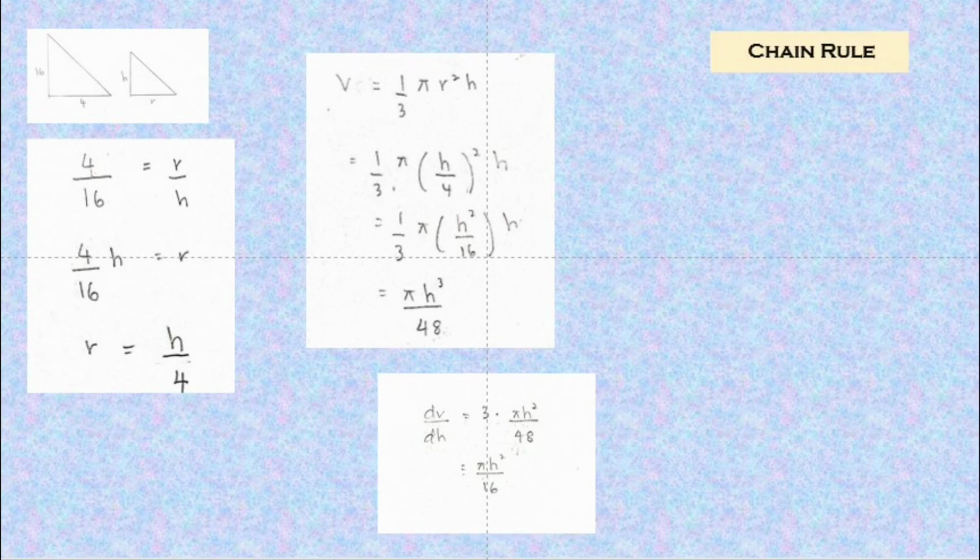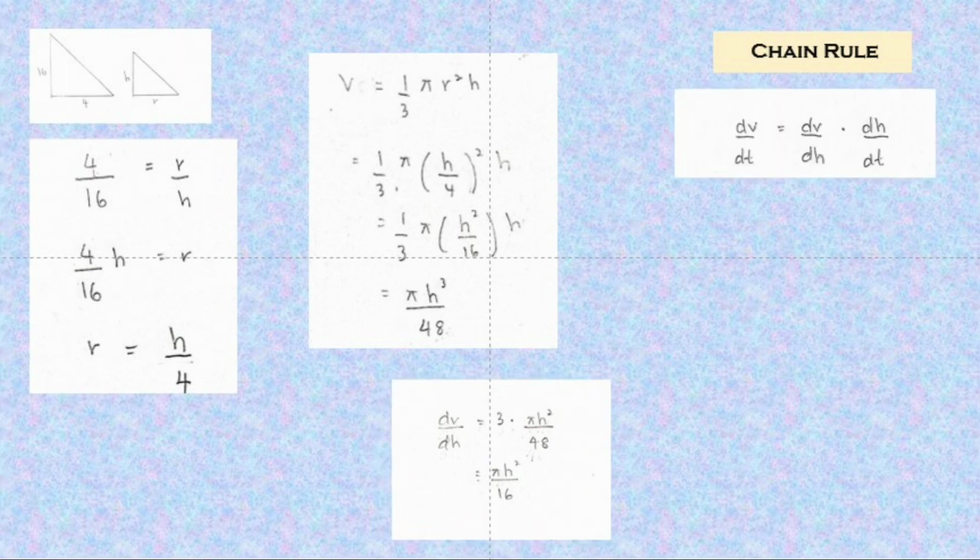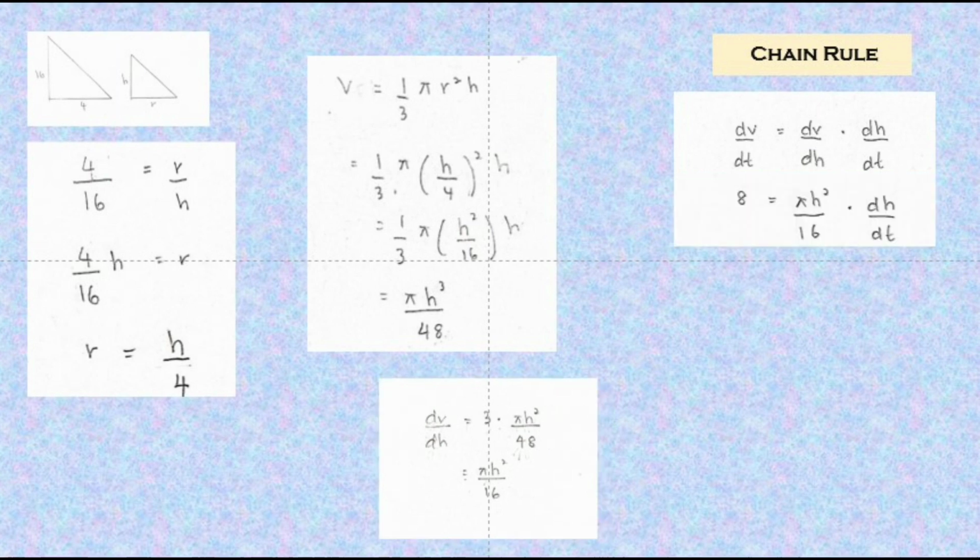Differentiate the volume because it is all about the rates. dV/dh equals 3 multiplied by h squared over 48, and we will get pi h squared over 16. Lastly, we will find dh/dt by using the chain rule and substituting all the information we got. dV/dt equals dV/dh multiplied by dh/dt. Substitute dV/dt, which is 8, and dV/dh, pi h squared over 16.